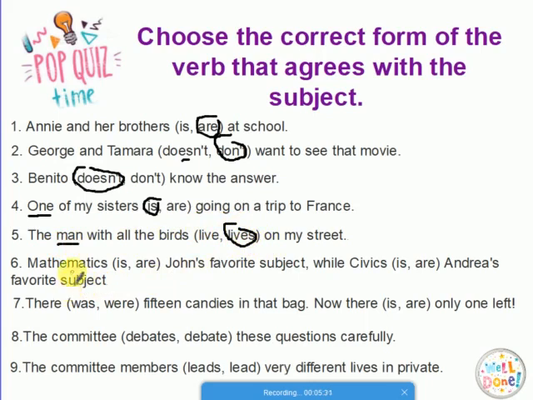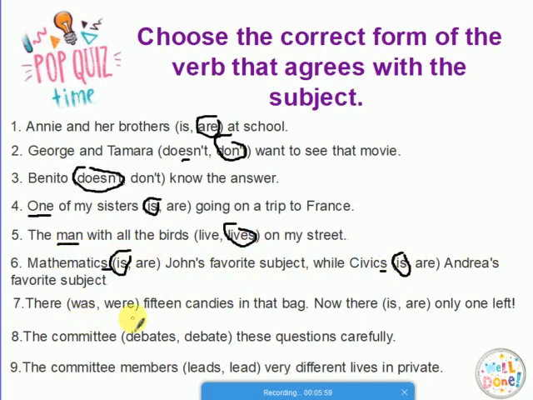6. Mathematics is our John's favorite subject, while civics is our Andrea's favorite subject. Mathematics, although it ends with s, the s is in the root word. It is embedded in the word mathematics and in the word civics, so it's not plural. Therefore, singular subjects require singular verbs, is and is.